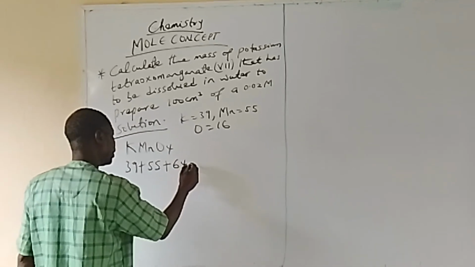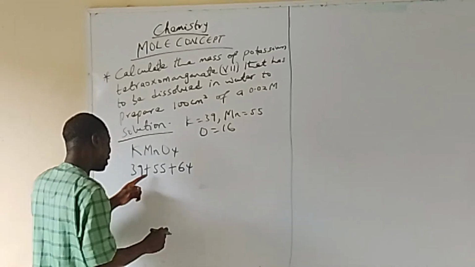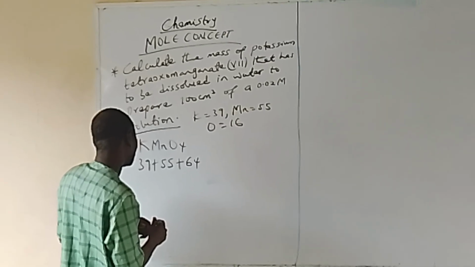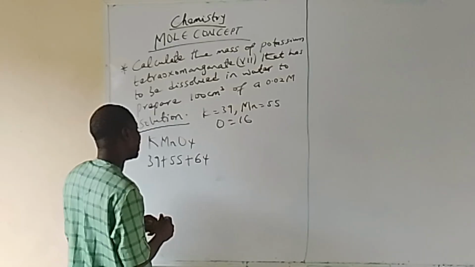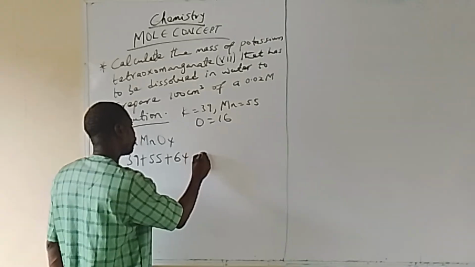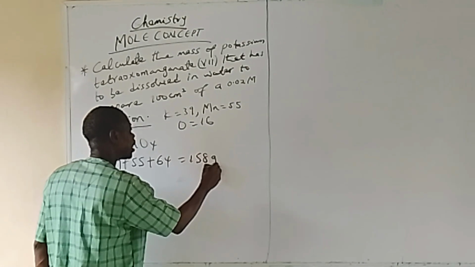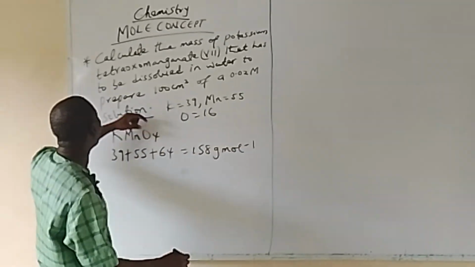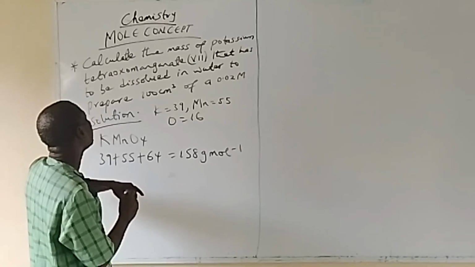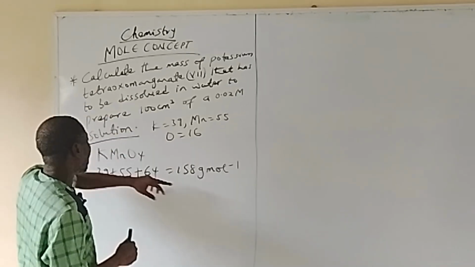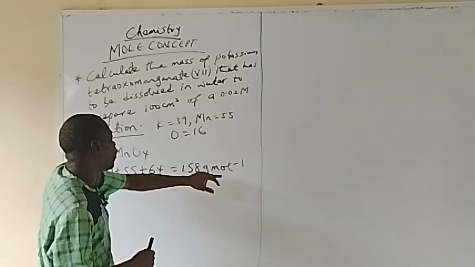Let's try to compute this. 39 plus 55 will definitely give 94. 94 plus 64 is 158. That is 158 gram per mole. So the molar mass of potassium tetraoxomanganate 7 is 158 gram per mole.